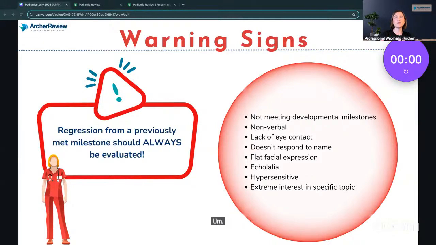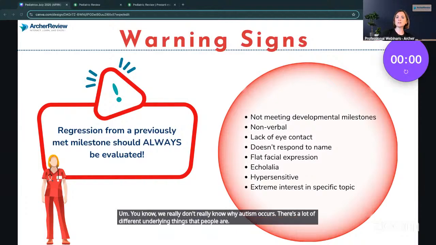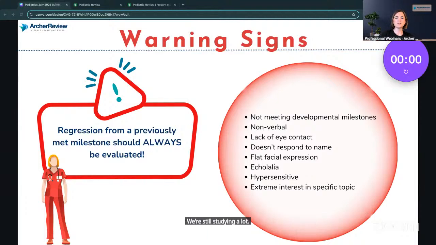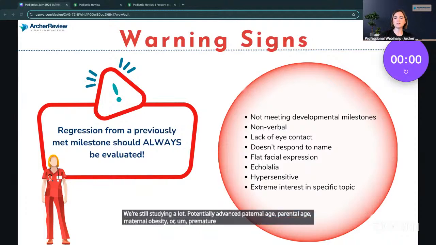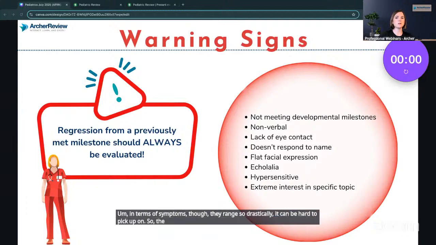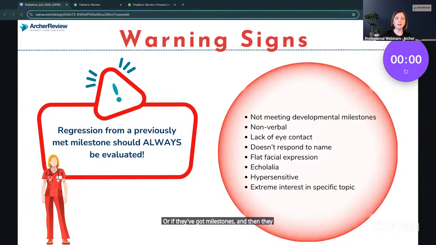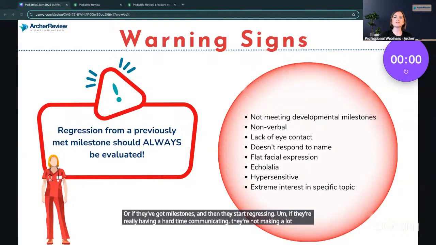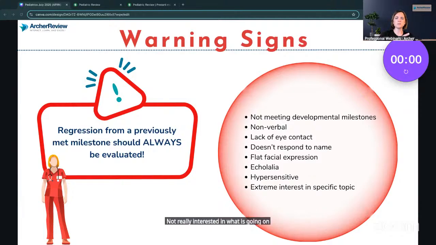So we really don't know why autism occurs. There's a lot of different underlying things that we're still studying a lot. Potentially advanced parental age, maternal obesity, or premature birth, but we're still learning. In terms of symptoms, though, they range so drastically, it can be hard to pick up on. So the common ones would be not meeting those developmental milestones, or if they've got milestones and then they start regressing. If they're really having a hard time communicating, they're not making a lot of eye contact, not responding to their name, not really interested in what is going on around them in terms of other people.